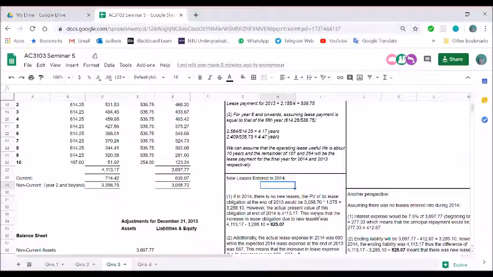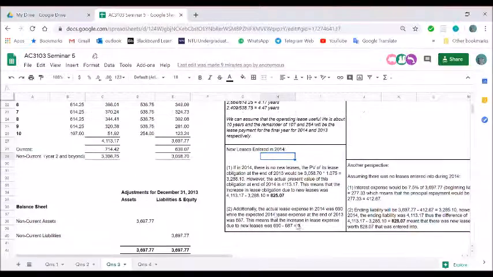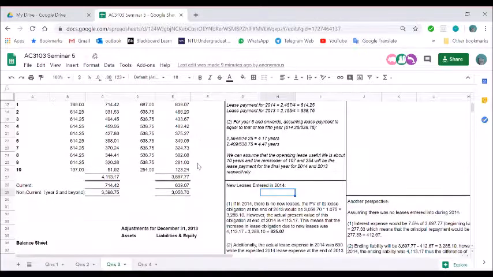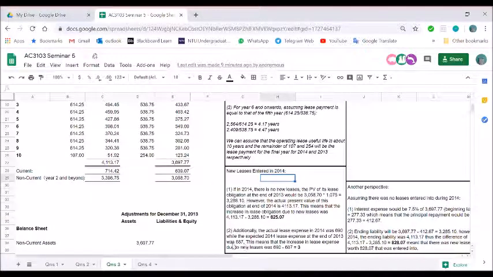But then the actual present value of this obligation at the end of 2014 is actually this value over here, which we calculated previously. And therefore this means that there's an increase in the lease obligation due to new leases, which is a total of 825.07. And additionally we also have an increase because the actual lease expense in 2014 was 690, which is given in the question over here. However, the expected lease expense was 687, and therefore, this means that there was an increase in lease expense due to the new leases of 3.